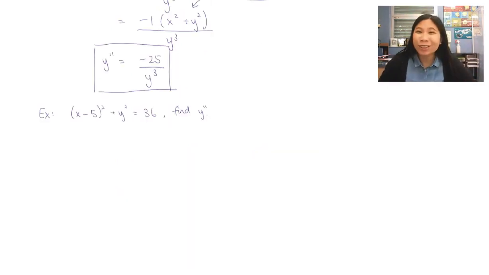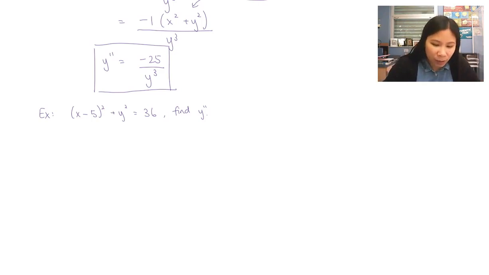Alright, so I want to do another example like this with you just to make sure we really got this down. So this time my equation is going to be (x minus 5) squared plus y squared equals 36. And again, we're finding the second derivative. So start off by finding the first derivative.